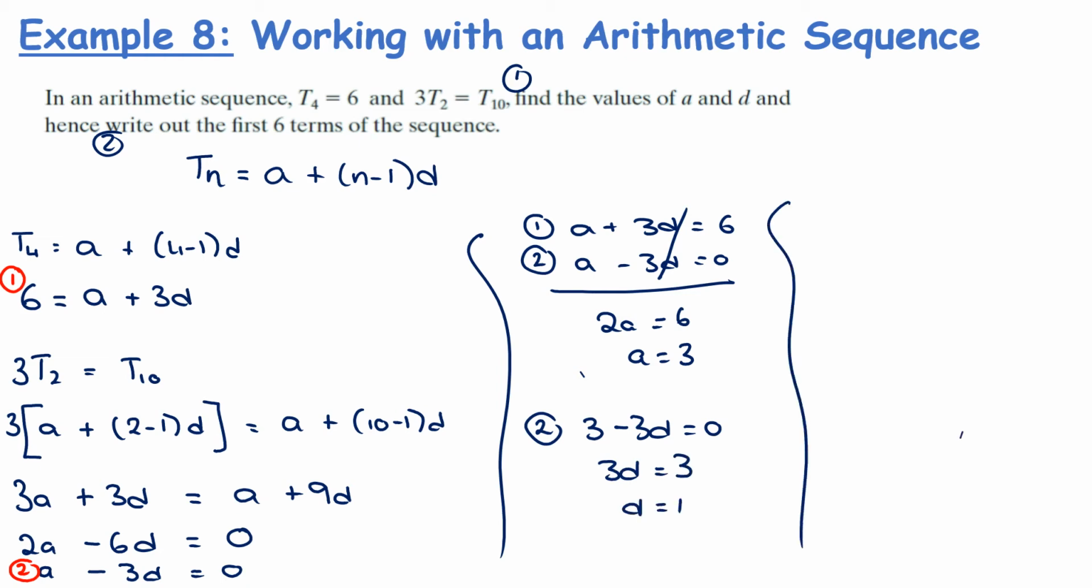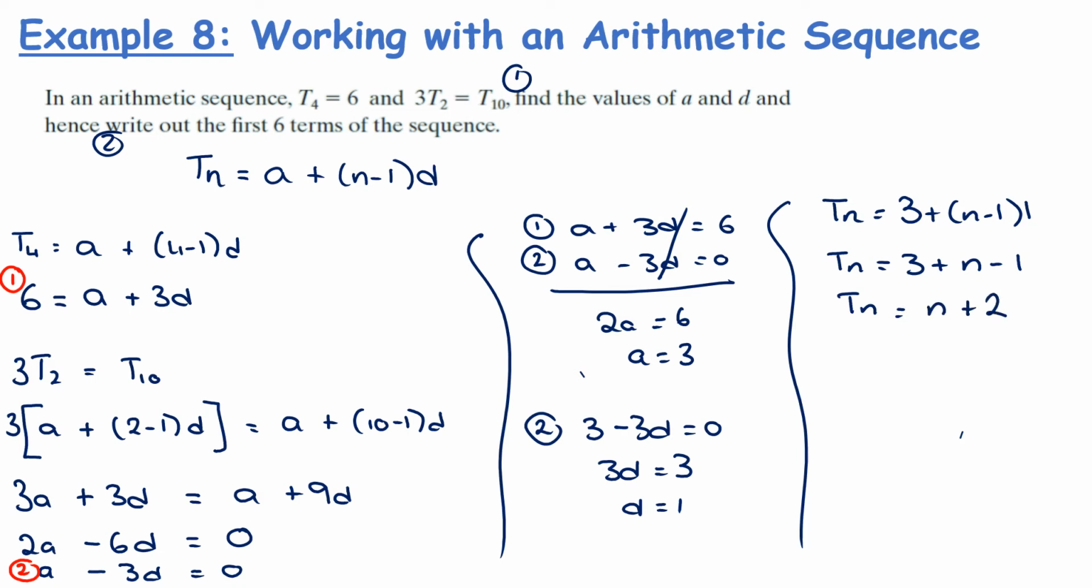So now I can go back and get Tn using what I've discovered. 3 plus n minus 1 times 1. So Tn is equal to 3 plus n minus 1. So Tn is n plus 2.